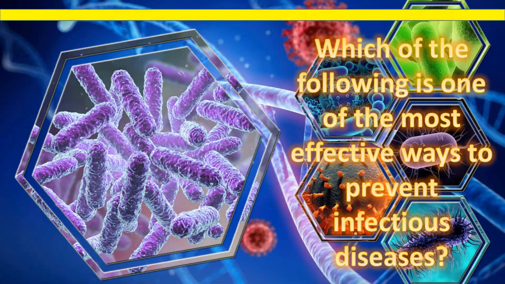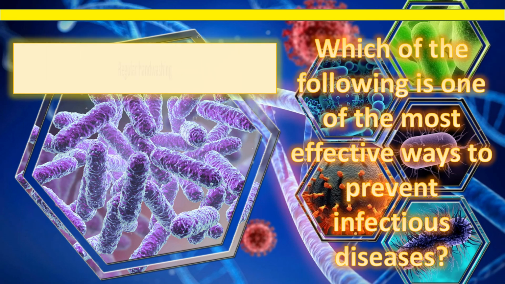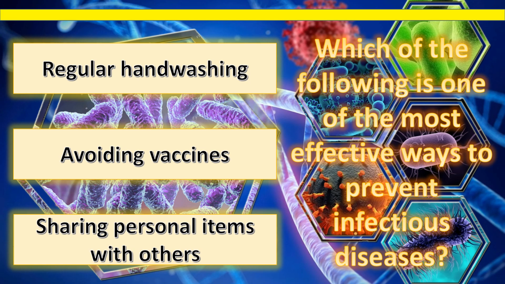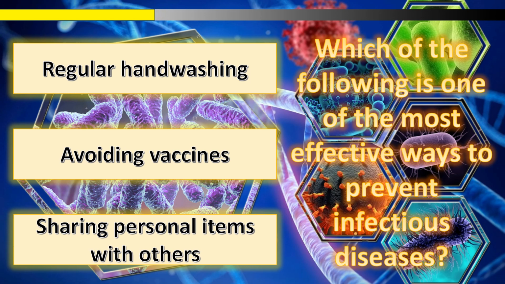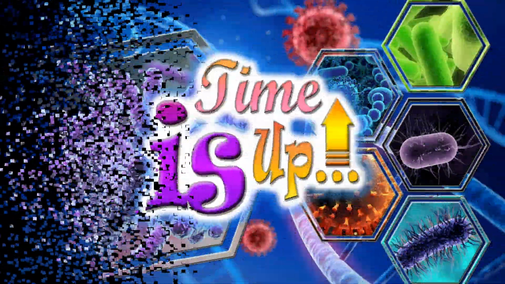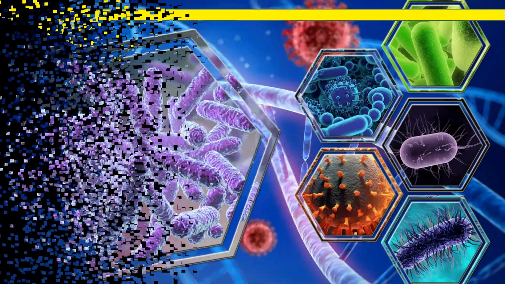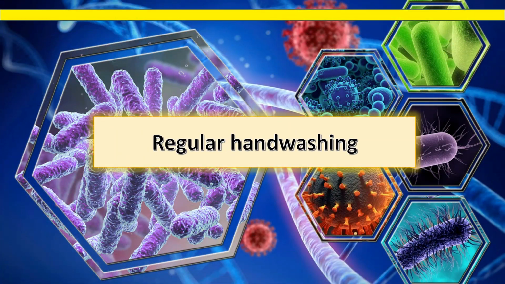Which of the following is one of the most effective ways to prevent infectious diseases? Regular hand washing. Avoiding vaccines. Sharing personal items with others. If this was your answer, then congratulations, you did great.